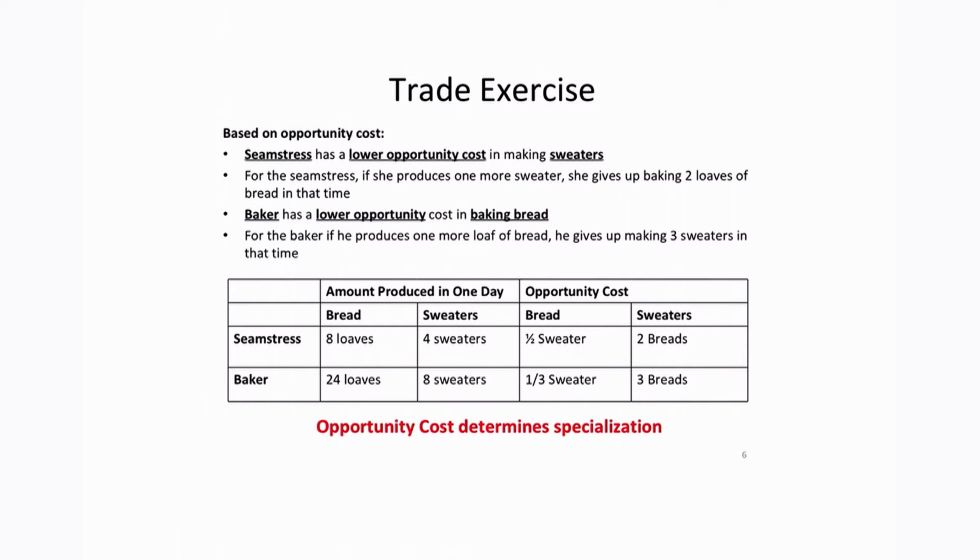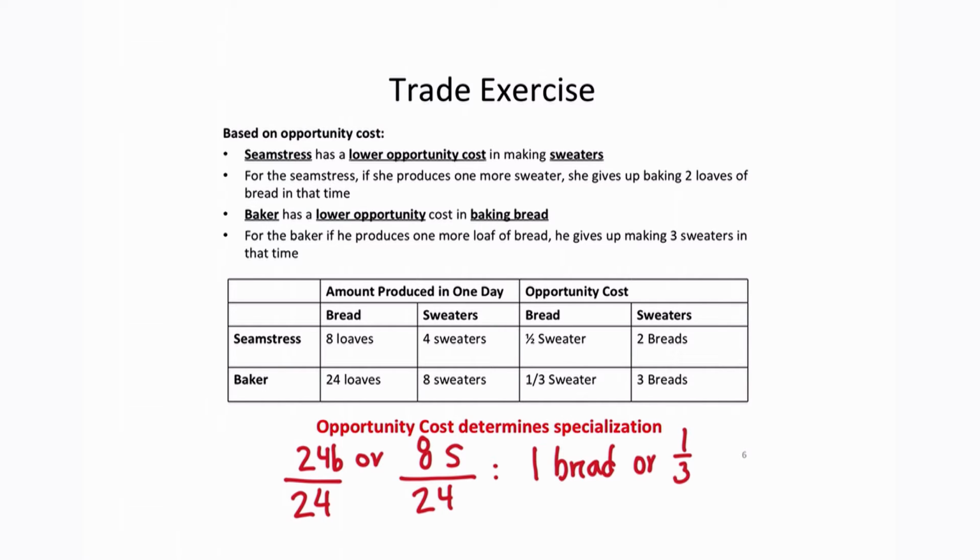So for our baker, what we will see is that he can produce 24 bread or 8 sweaters. So to understand how many sweaters he has to give up to produce an additional loaf of bread, we divide through by 24 so that we see he can produce 1 bread or 1/3 of a sweater. And that's how we get the opportunity costs.